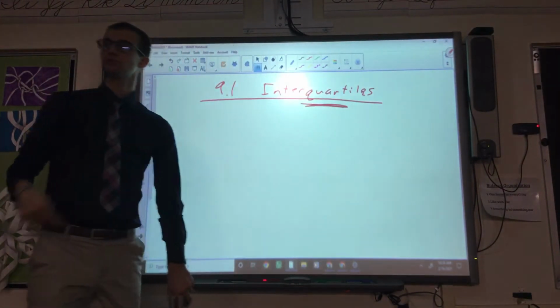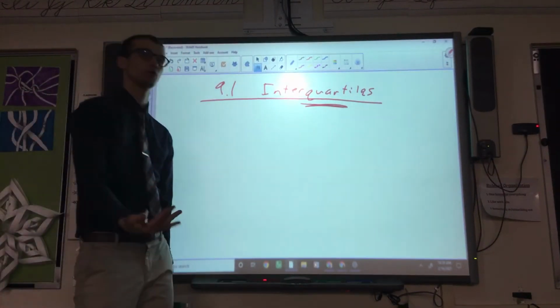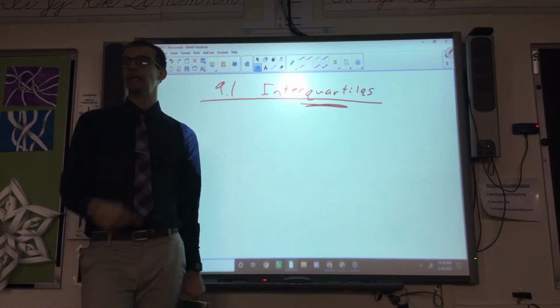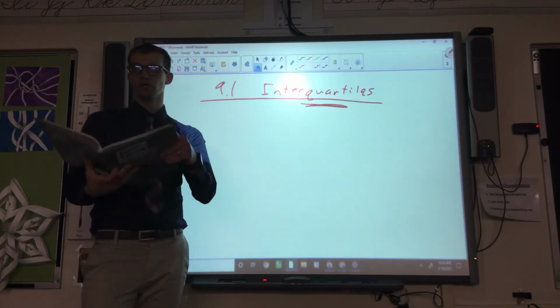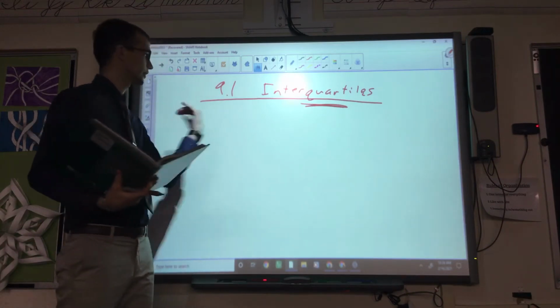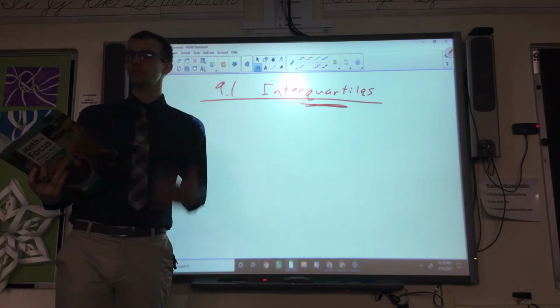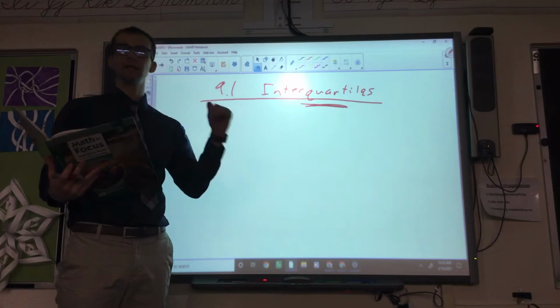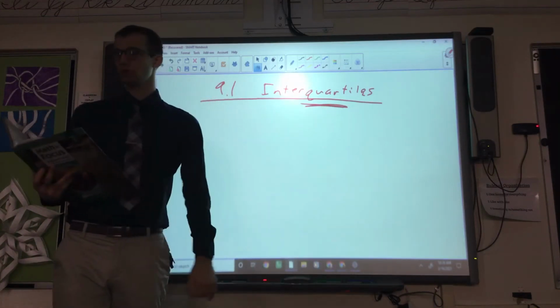Quart means quarter. You guys see that from quarters. 4 quarts makes up a gallon. So all interquartiles are is it's like, hey, look at the data. We're looking at statistics this chapter. Look at the data and split all the data up into quarters.